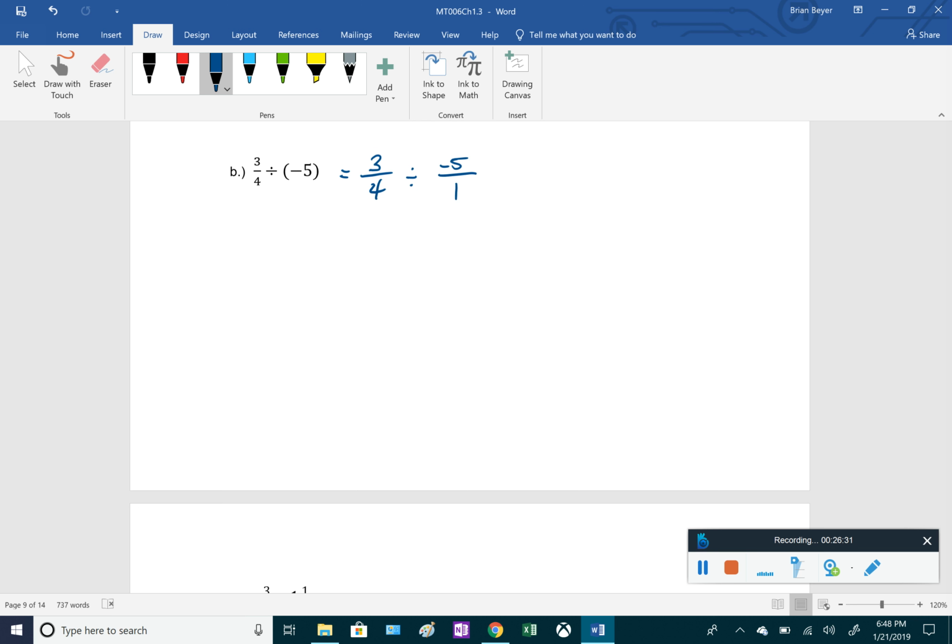And I also just kind of put the negative with the 5 in the numerator. You could have put it in the denominator. You could have put it out front. It really doesn't matter.